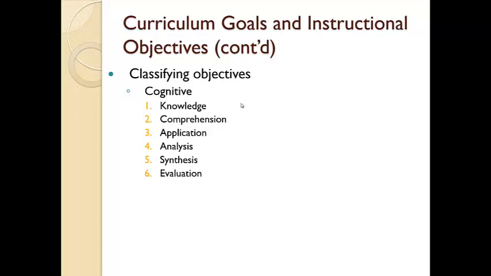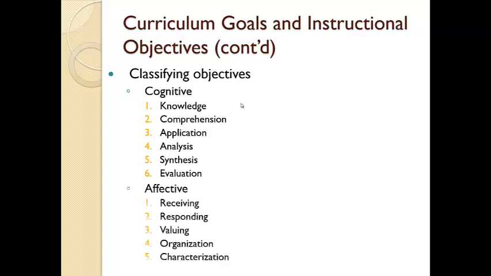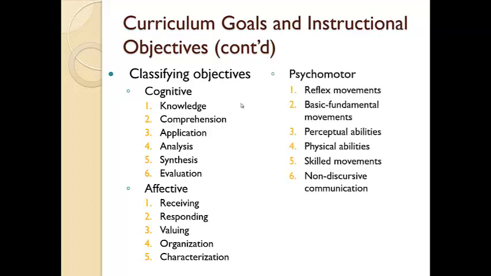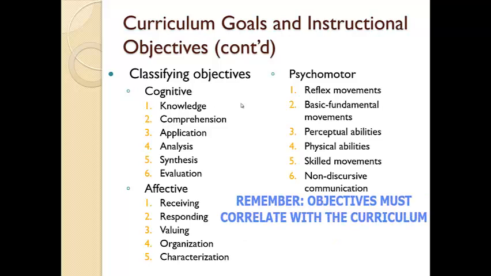And make sure there's an alignment there. Other types of classifications for objectives would include affective. What are some things that we want students to learn, such as values and things like that, character. And then finally, psychomotor skills. Okay, these kinesthetic things. How are students learning that as they're a part of their curriculum? Objectives must correlate with the curriculum. So all these need to go back to the curriculum.